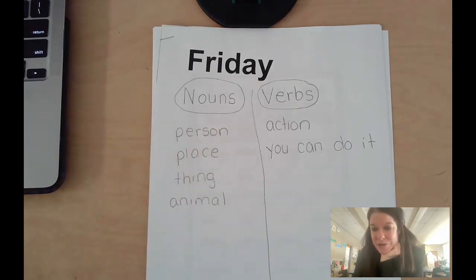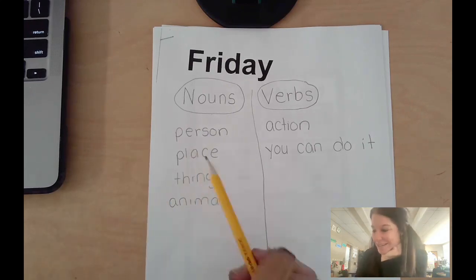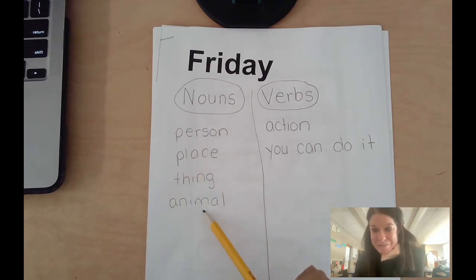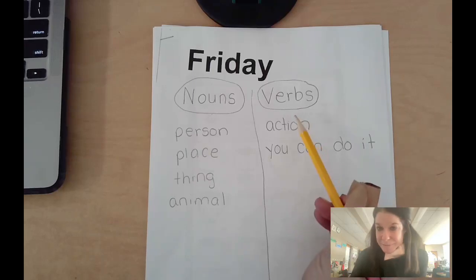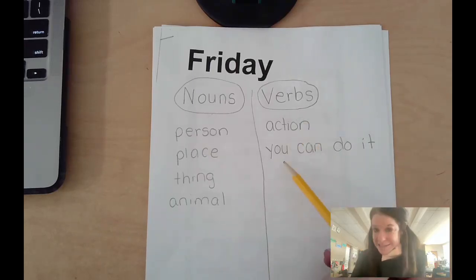Okay, let's practice a few. I'll say a word and you shout out if it's a noun or a verb. Okay, are you ready? 1, 2, 3. Turtle. Turtle is a noun because it's an animal. How about jump? You're right. Jump is a verb because it's something you can do.